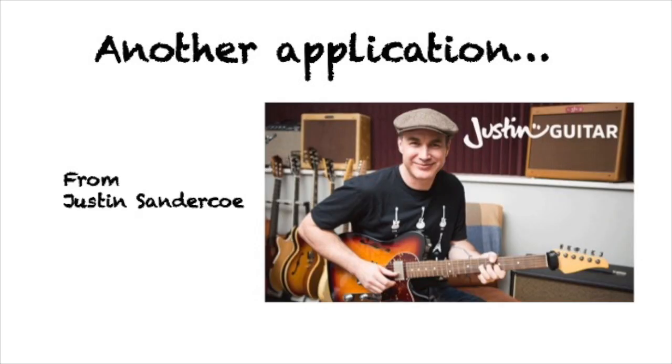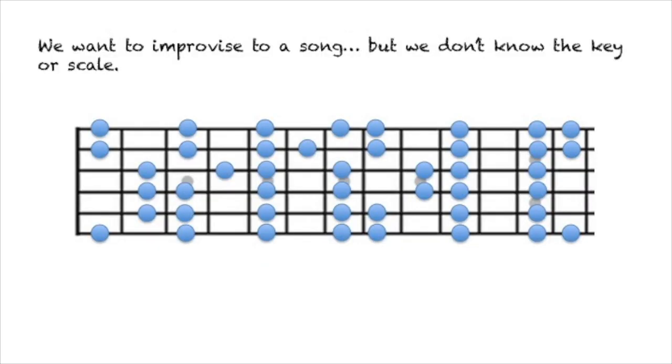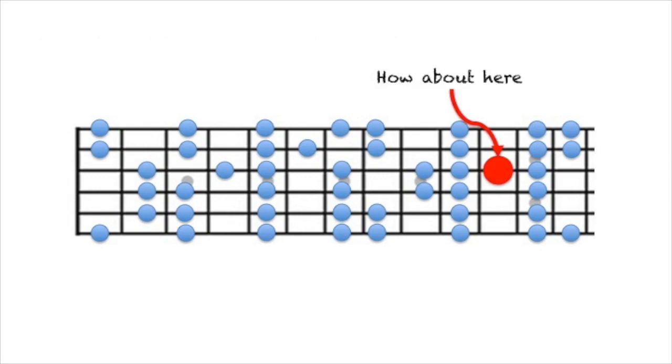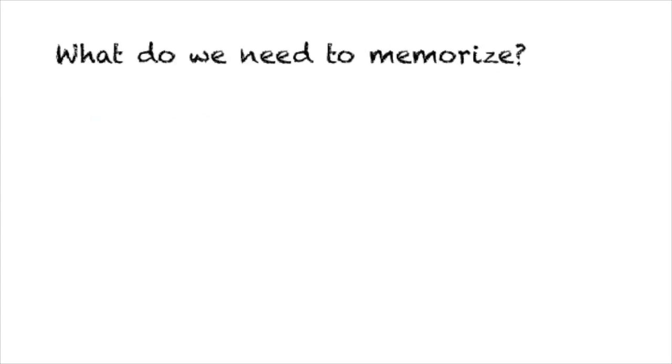Here's another light bulb moment that I got from Justin Sandercoe. Again, we want to improvise to a song that we don't already know. Close your eyes and randomly place your finger anywhere on this fretboard. Now open your eyes. What you'll see is that you are never more than 1 fret away from a note in the key and scale. I'm showing the A minor scale, but all of the scales will look the same. Just rotate it a bit. So, if the note you're on doesn't seem to fit the song, you should just have to move up or down 1 fret.